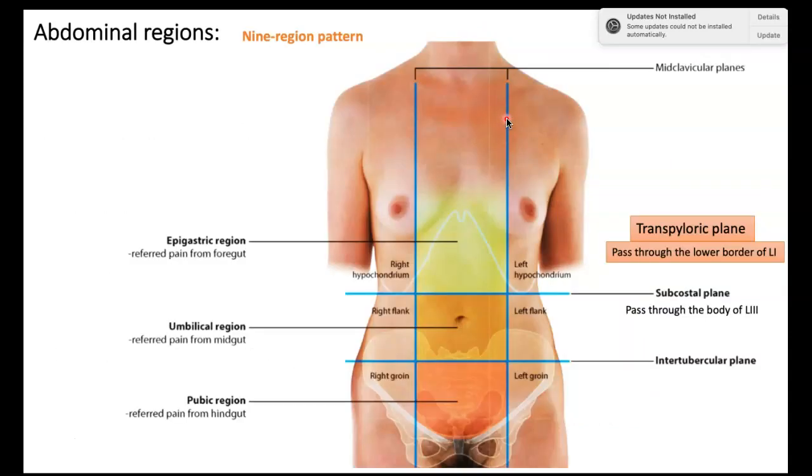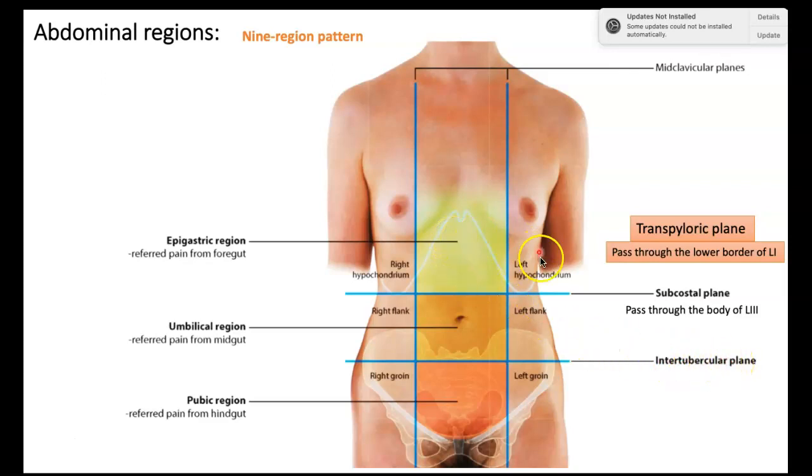Okay, now in another pattern, the abdomen is divided into 9 regions. So how is the abdomen divided into 9 regions? Two vertical planes are drawn through the midline of the clavicle, called the mid-clavicular planes. And then there are two horizontal planes. One is drawn below the costal margin, underneath the 10th costal cartilage, called the subcostal plane. And posteriorly, it passes through the body of the L3 vertebra. And the lower horizontal plane is drawn joining the tubercles of the iliac crest. There is a landmark called the tubercle of the iliac crest, and a line drawn to join the tubercle of the iliac crest on both sides is called the intertubercular plane.